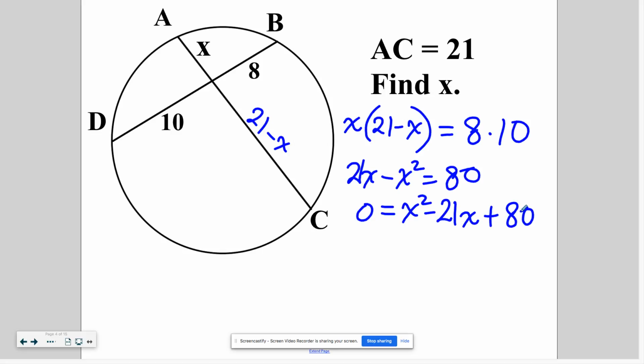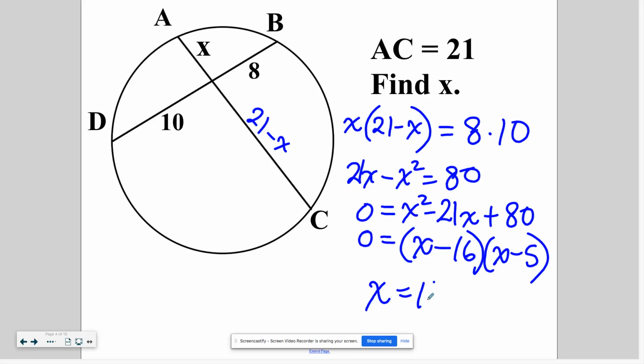Does this factor? Looks like 16 and 5 would work. I multiply those together, I'll get positive 80. When I add them together, I get negative 21. Solutions would be 16 and 5. Which one's 16 and which one's 5? Well, the way they look, this one would be 5 and this one would be 16. But technically speaking, it could be the other way as well. Doesn't really matter.